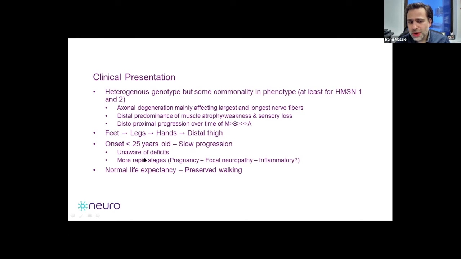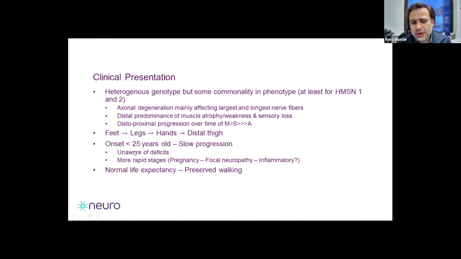It's a constant slow progression, but there are some stages in life where they progress more quickly. Pregnancy, often due to increased weight, increased stress on the nerve, which essentially increases stress on that cell. They may have a superimposed focal neuropathy that can explain some more rapid progression, like a superimposed carpal tunnel, and the patient tells you I'm much worse, but it's actually just that carpal tunnel, and they do get better when you operate on them. And then there's a description of a superimposed inflammatory neuropathy on CMT1A. I have to say I've never seen that or recognized that.